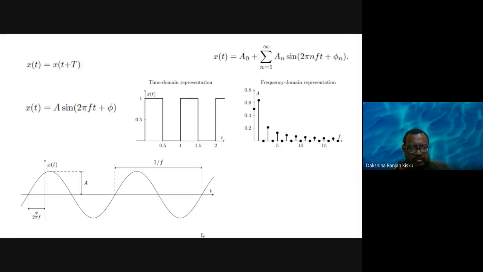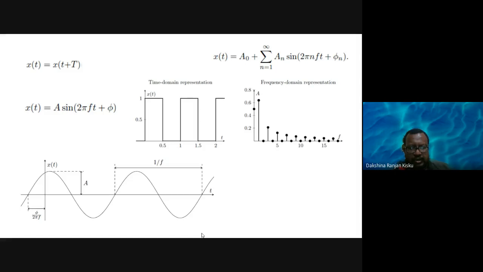In the figure here you can see that A is represented by this arrow. This A represents the amplitude or the magnitude of the signal, and here F is the frequency, T is the time, and phi is the phase. We can write capital T as the period, so T equals 1 by F. Here you can see that 1 by F is represented by the starting of the signal to the end of the signal.